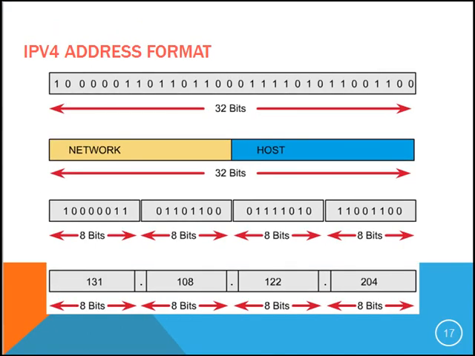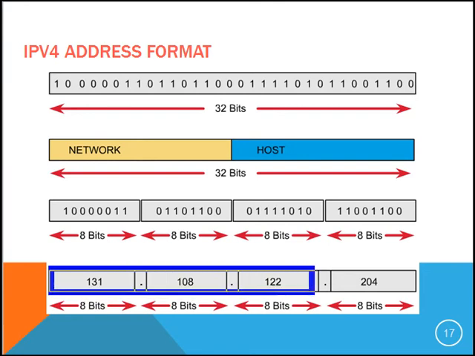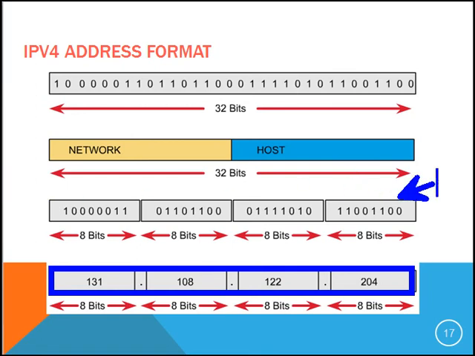So this is an IPv4 address format. In this case, we are given this IPv4 address of 131.108.122.204. This IPv4 address can actually be translated into a binary format, which is over here. And in this binary format, you can split it into four parts, what we call the four octets.